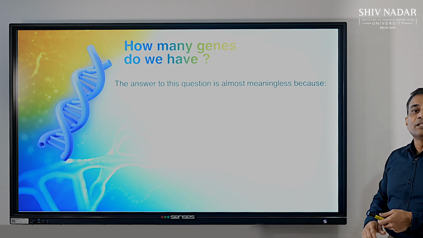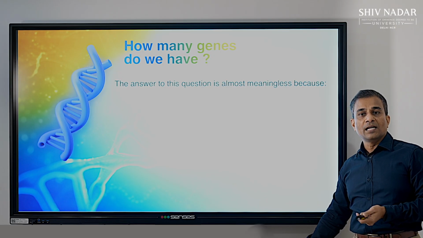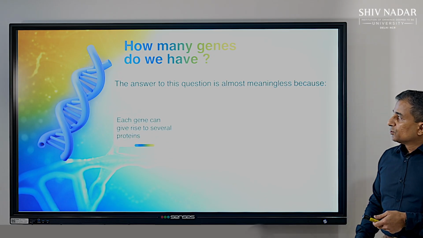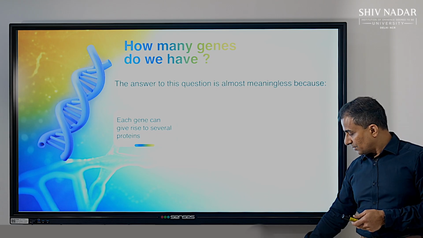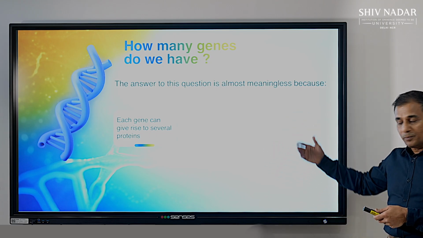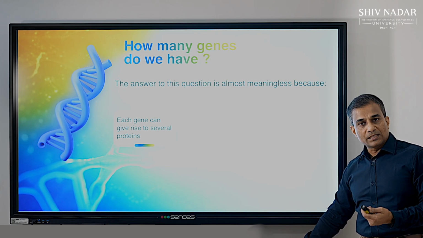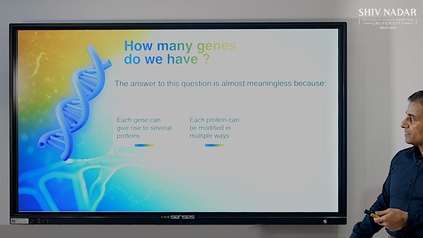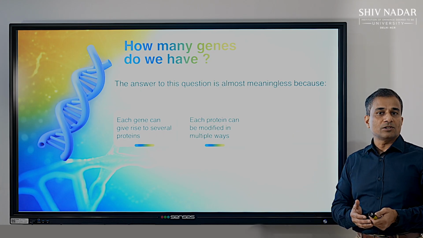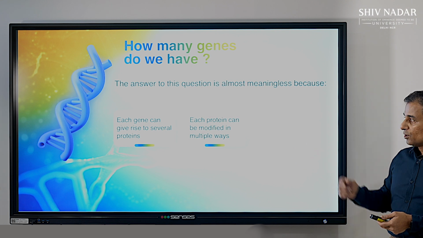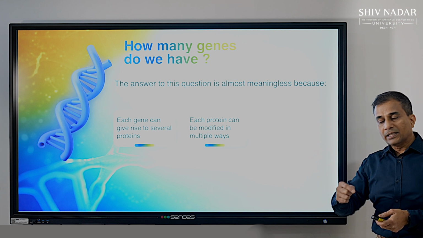The answer to this question is almost meaningless these days after the genome sequences for a large number of species have been elucidated. The reason being that each gene can give rise to several proteins. As I told you, genes can encode proteins, and through the split gene function, genes can encode multiple proteins through alternative splicing. Each protein can be modified in multiple ways, what we call post-translational modifications. Again, I will talk about these. These are very small ways in which the properties of the proteins can be modified by attaching chemical entities.